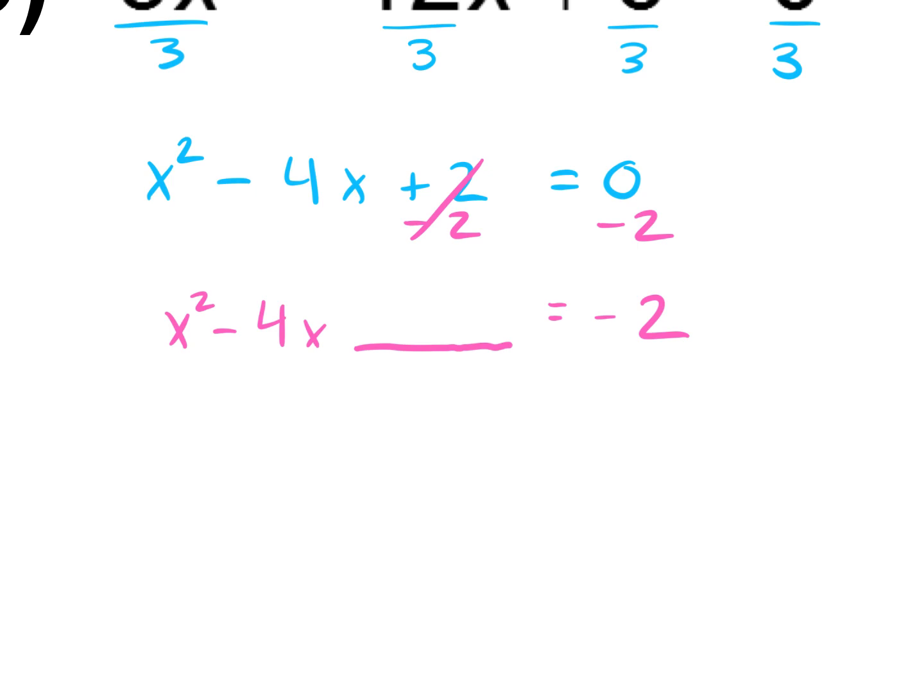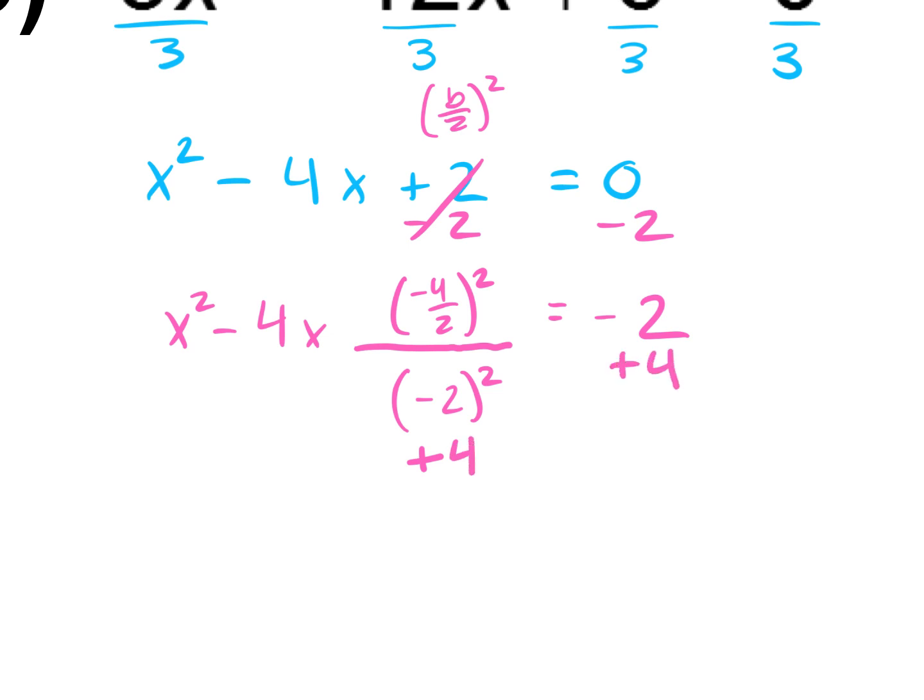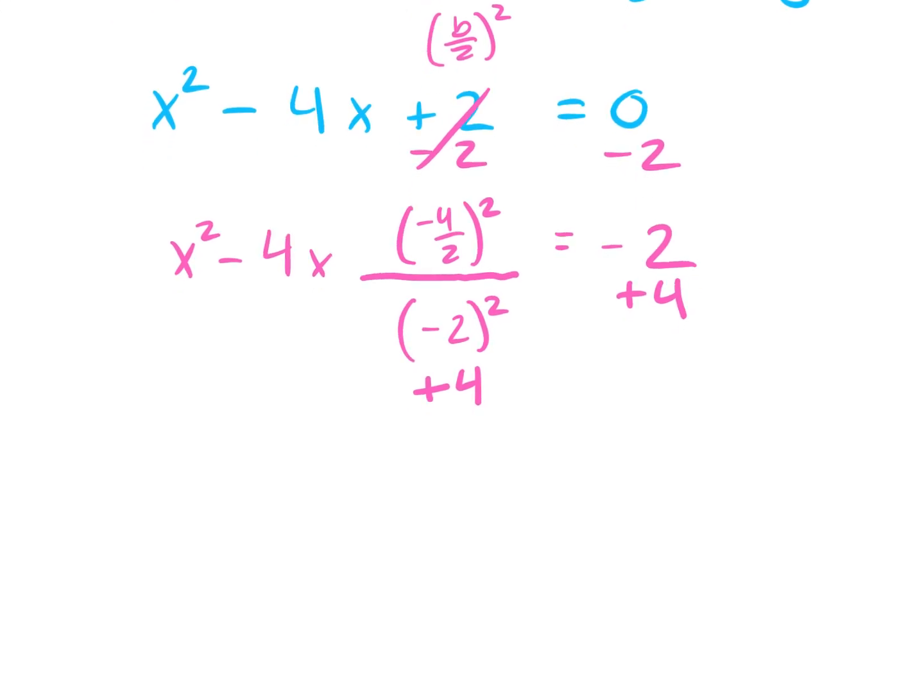What's our little formula that we use to complete the square? It's just b over 2 squared. But what's our b here? Negative 4. So negative 4 over 2 squared. What's negative 4 over 2? Negative 2. So negative 2 squared. What should I do next? What is negative 2 squared? So I'm technically adding 4. I have to add it to the right side too. Got to keep the equation balanced.